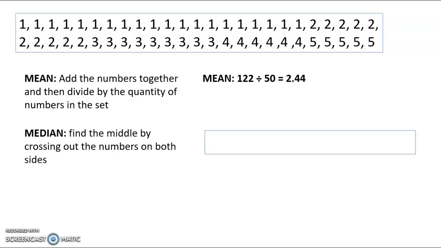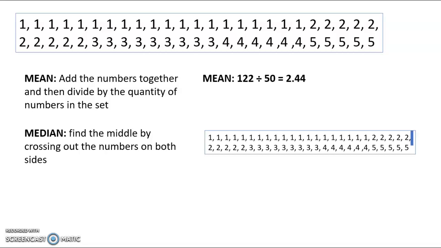Next is the median. Remember, the median is when you cross out from both sides until you find the middle. The numbers have to be in order from smallest to largest. So when I cross out from both sides, my middle is where the blue line is at. It falls in between two 2's. When it falls in between two numbers, you add them together and then divide by 2. So my median is 2.